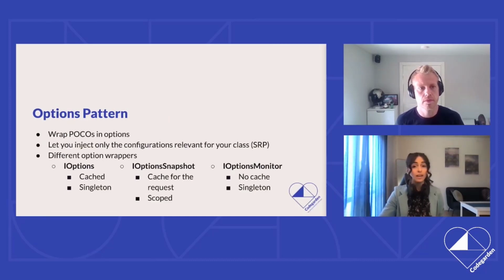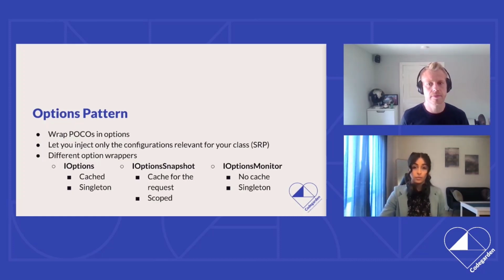To avoid this, we have the new options pattern. The options pattern uses plain old C# objects, known as POCOs, to provide strongly typed access to groups of related settings. The POCOs can be wrapped in three different option interfaces and injected into your code. This is configuration relevant only to your class, so you can use the single responsibility principle there.